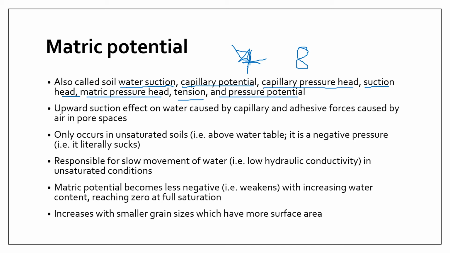Now, what matric potential does, it exerts an upward suction effect on water. So it pulls up any water that you have in your soil. So it has a pulling effect, and this comes from the capillary and adhesive forces caused by the air in your pore spaces. So what is capillary action? Let's review. Capillary action is all about the surface tension of your water.